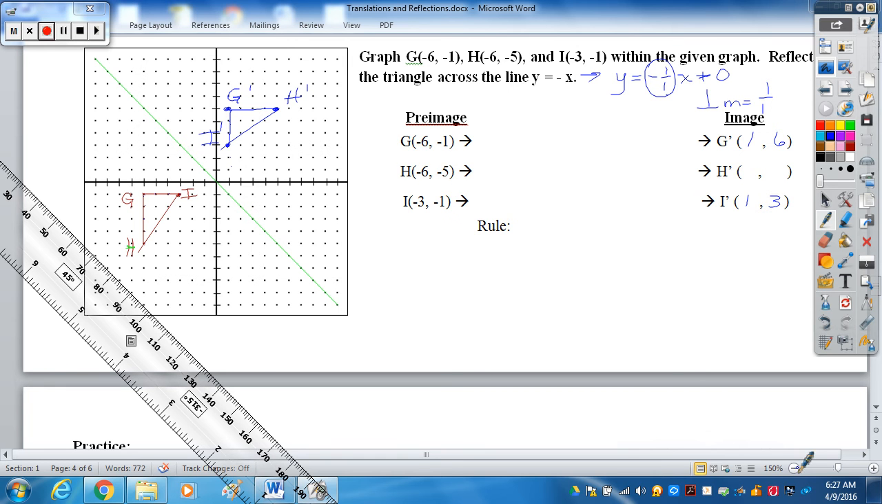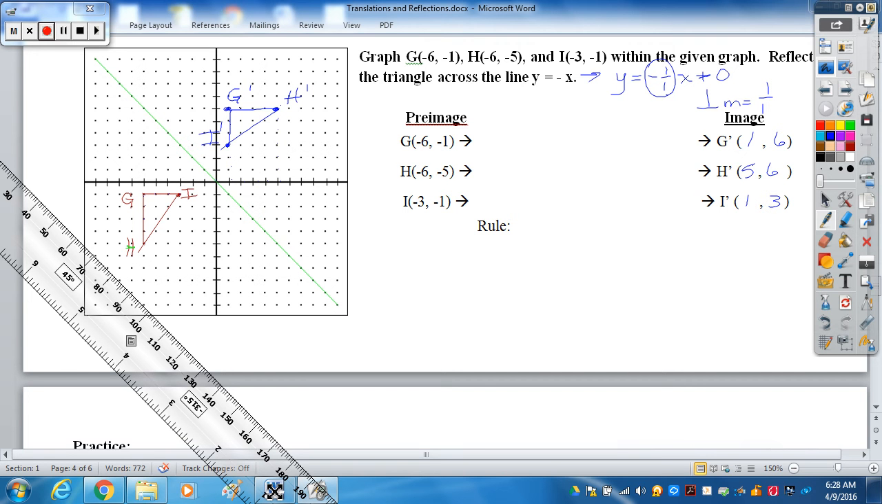If we're going from -6, -1 to 1, 6, it looks like we're flipping the x and y values, and we're making them the opposite number. So if I flip, I get -5, -6, and then I want to make them both the opposite value, so I'm going to make them 5, 6. And let's just see if that works out there. 1, 2, 3, 4, 5. 1, 2, 3, 4, 5, 6, and it does.